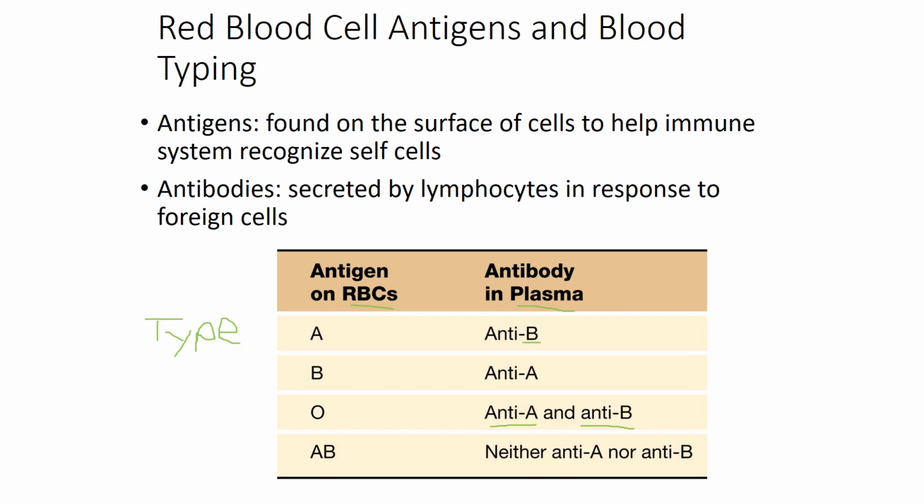So think about which one would be the universal recipient. Would it be someone that has all the antigens, or someone with no antibodies? The big thing here is that type AB has to be the one that has no antibodies. And type O blood has no antigens, so this is going to be termed the universal donor.